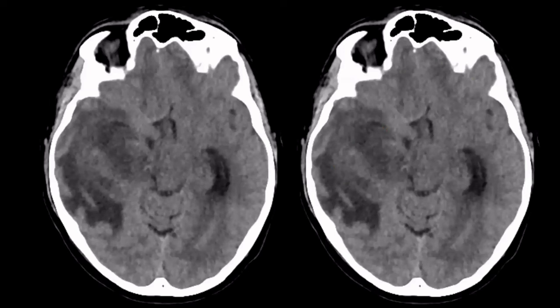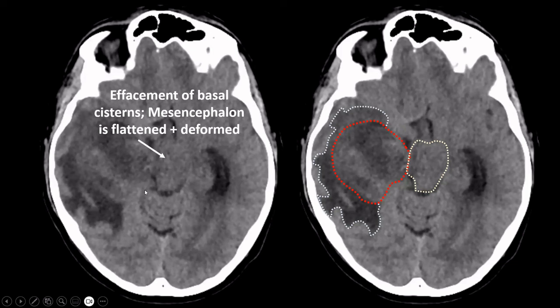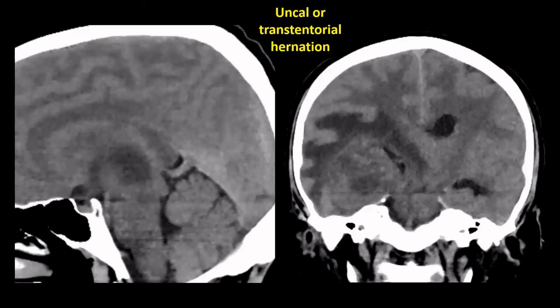Let's take a look at another slice in the same patient. Here is the tumor surrounded by edema. What is this? This is the mesencephalon, or the midbrain. But the morphology is not normal. Why is that? Because it is compressed. And do you know what this is? This is the uncus of the temporal lobe. This is an uncal herniation causing compression. So the right mesiotemporal brain structures are herniating through the tentorial notch, causing compression of the midbrain. This causes narrowing and effacement of the basal cisterns, flattening of the mesencephalon, and a deformation of the normal morphology of the mesencephalon. Let's look at it in the sagittal plane.